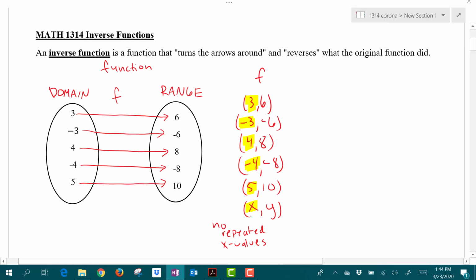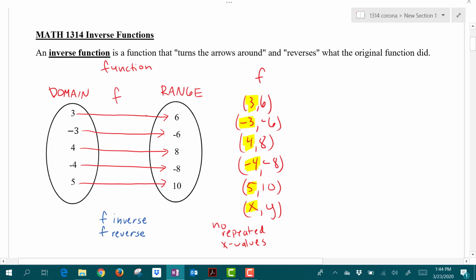Now, the idea of an inverse function is we want to turn the arrows around, so I want to reverse the arrows. So we're going to have a function, we're going to call it f inverse or f reverse. We're going to do f in reverse. Now what f inverse does is that it switches the arrows and points in the opposite direction.